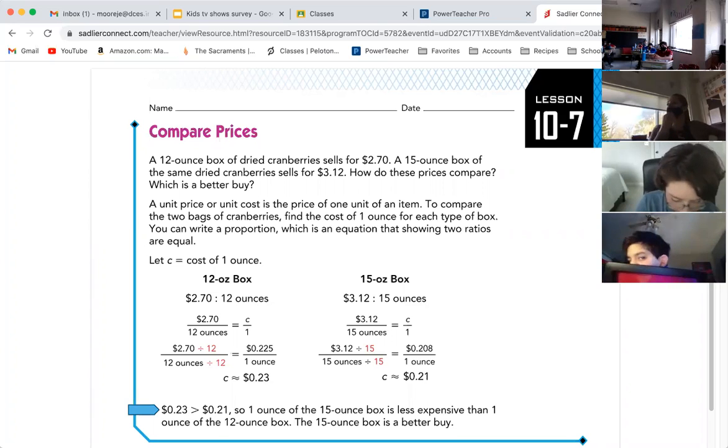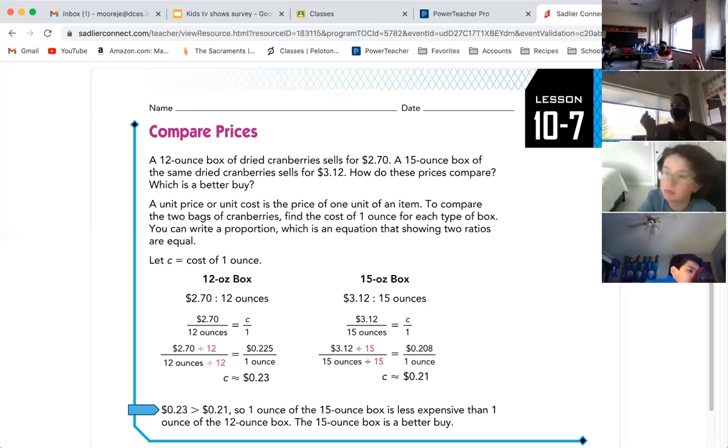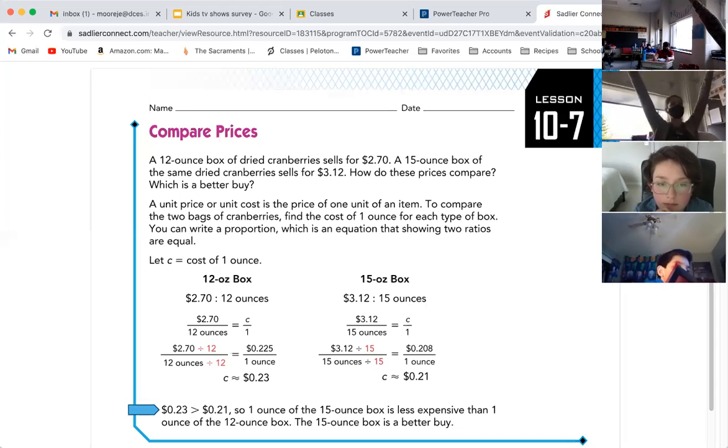What do I mean by better buy? Parker, what do I mean by better buy? The most cost efficient. And when you say cost efficient, you mean that I can get more for less money, right? So I get more product for the least amount of cost. So when I think about that in terms of unit rates, I want the cost for 1 ounce or one item to be as low as possible, right?